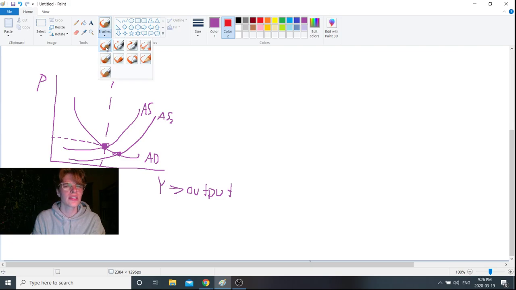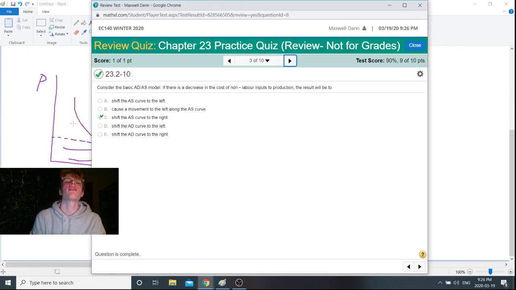I don't know why it's not letting me change colors here, but anyways, this is our new level. Actually, it's even higher at the given price level. It's all the way over here. This is our new equilibrium. And this is our new level of output at that given price level. So we're currently in an inflationary gap, and our AS curve has shifted to the right.